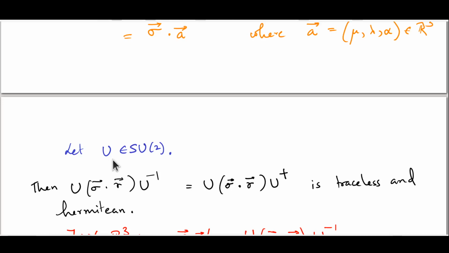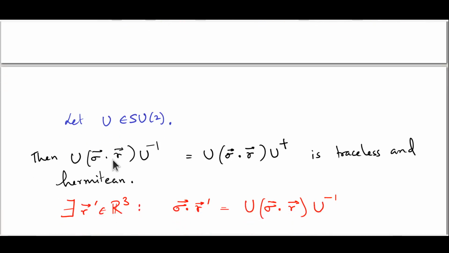So let us call this vector in this case R prime. So there must be some vector R prime in the set of all three-dimensional vectors such that sigma dot R prime is U sigma dot R U inverse. So this tells us that for every U, you essentially have a map connecting R to R prime. Now what are the properties of this map?